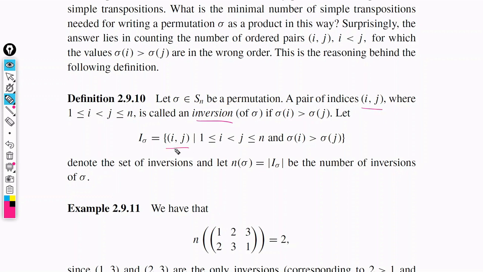And the collection of all such inversions is denoted by I(sigma). The number of inversions is defined as n(sigma), so n(sigma) is equal to the size of I(sigma). I(sigma) contains all the inversions corresponding to sigma.